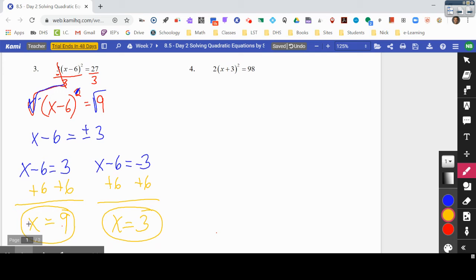In example 4, it looks very similar to example 3. So why don't we go ahead and pause the video. I want you to work out example 4 all the way through and then tell me what your two solutions are.